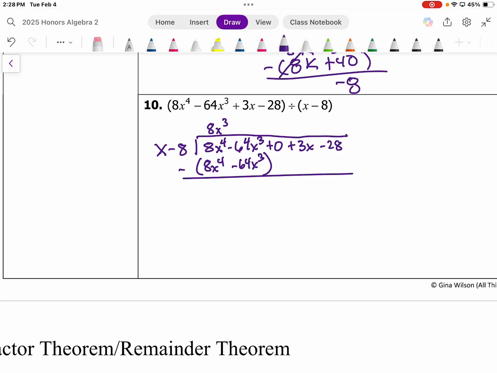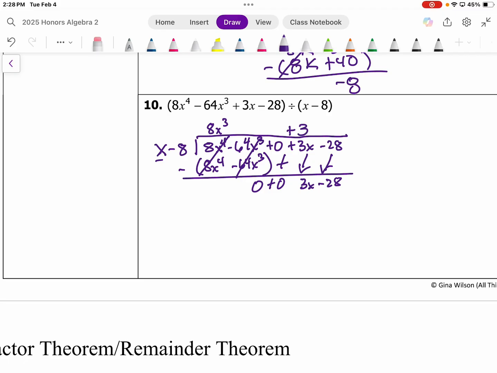The first 2 things cancel, because they're basically opposites. Bringing down a 0 isn't going to help me. I basically have to bring down the next 2 terms, 3x and the minus 28. So this jumps from 8x cubed, missing the x squared, down to the final term. Now I say, what do I multiply x by to match a 3x?